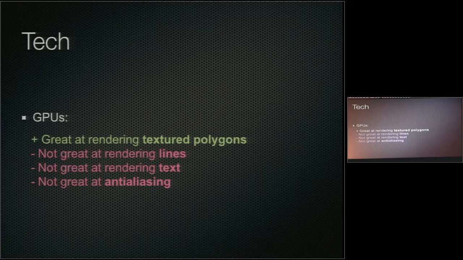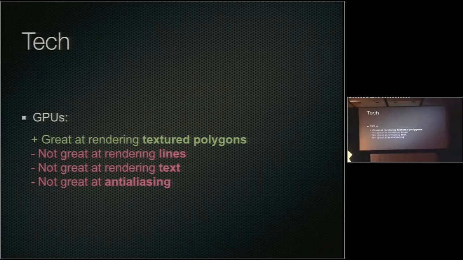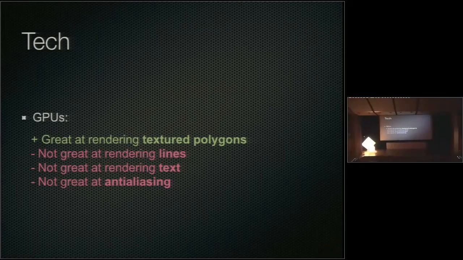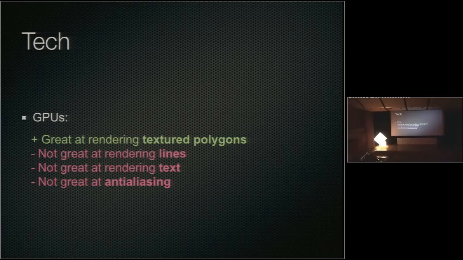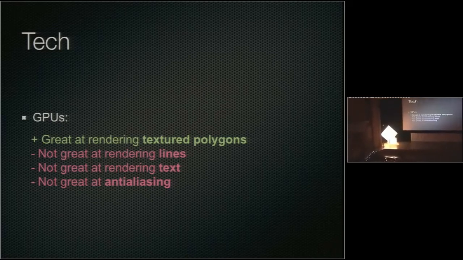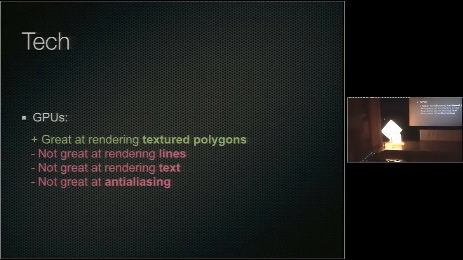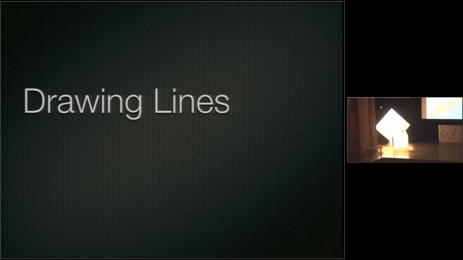They're not so great at rendering lines, and they're not so great at rendering text, and they're not too great at anti-aliasing either. And those are all three things that we need for rendering nice maps. Maps have lots of lines and lots of text, and they look much better when they're anti-aliased nicely. So let me talk about some of the challenges in drawing lines.